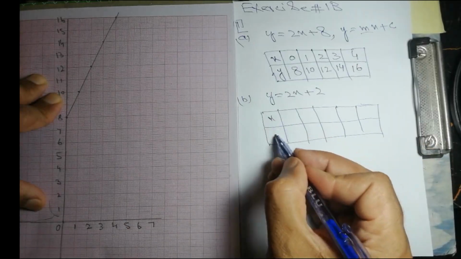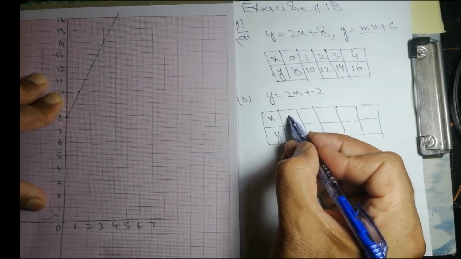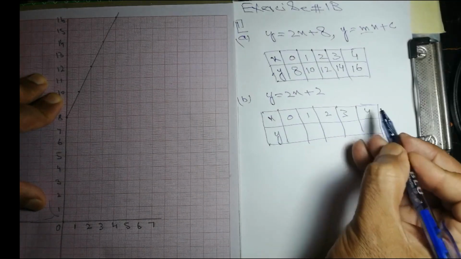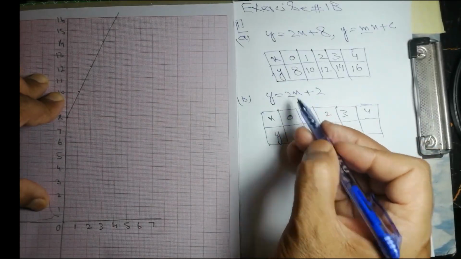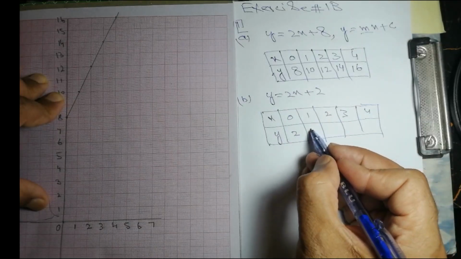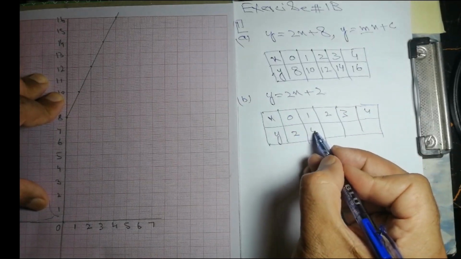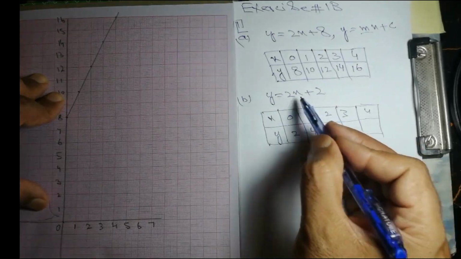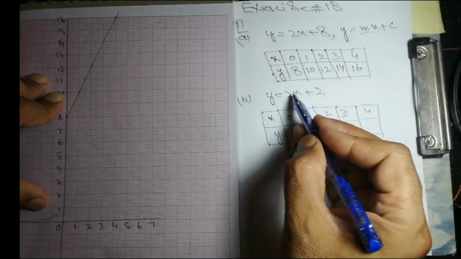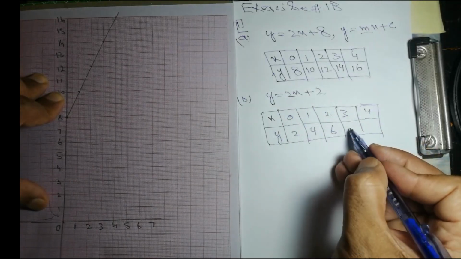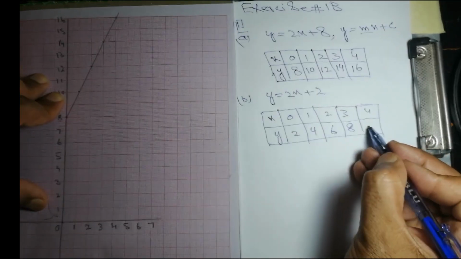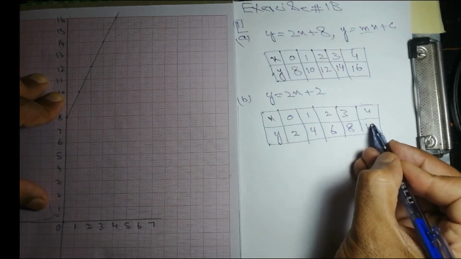So x, y, with values of x from 0 to 4: 1, 2, 3, 4. Put x equal to 0 and we get y equal to 2. Put x equal to 1: 2 plus 2 is 4, so y is 4. For x equal to 2: 2 into 2 is 4, 4 plus 2 is 6. For 3: 3 into 2 is 6, plus 2 is 8. And for 4: 2 into 4 is 8, plus 2 is 10.